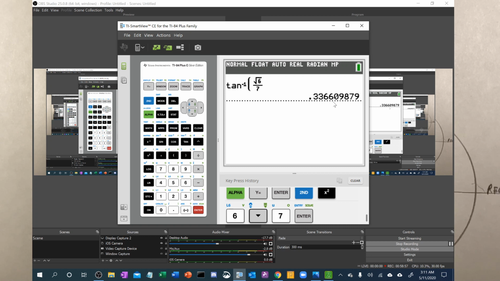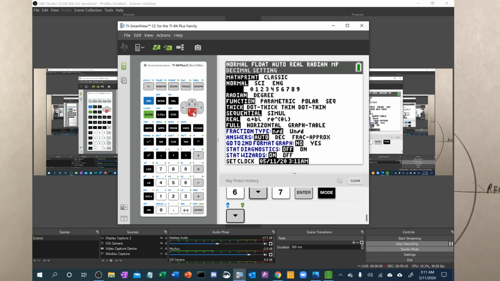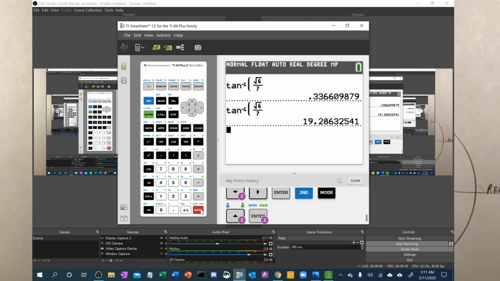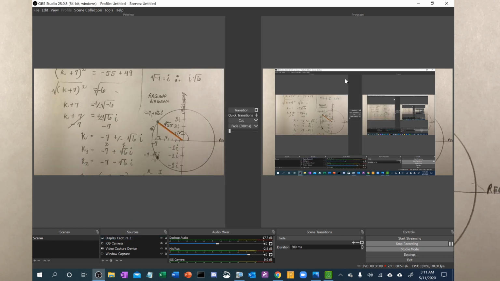Let me go back to the screen so you can see what that 0.3366 actually means. No, it's supposed to be showing it to us in degrees. Hang on a second, because what we were just looking at is in radians. So let me do that again so we get the degrees. There, 19.28 degrees. Let me go back to the math problem so I can show you just what I'm talking about here.